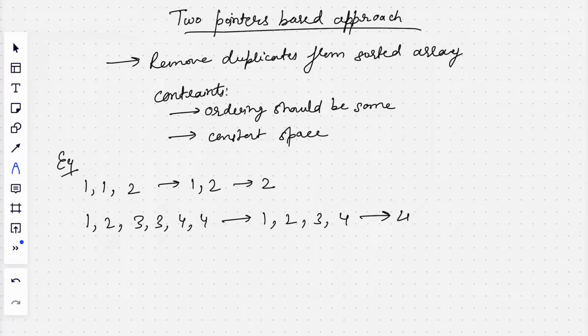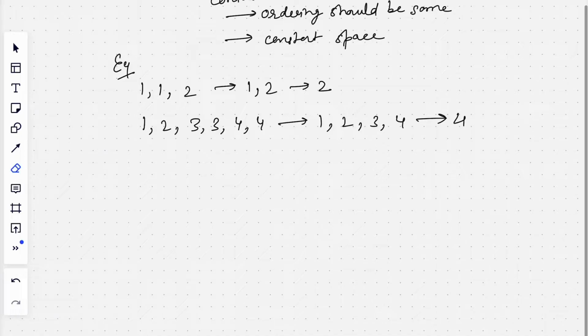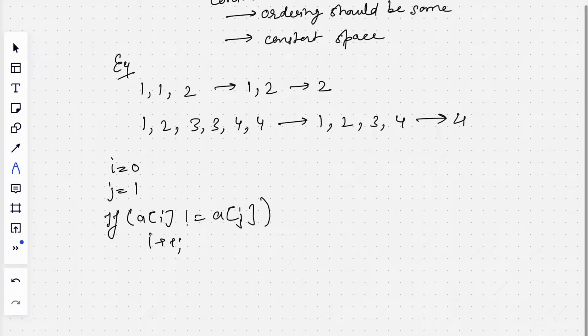The length is 4. So to solve this, we'll be using a two pointer based approach. One pointer to track the result, another to iterate over the array. Let's take i as one of my pointers, which is tracking the result, and j is iterating over the array. Whenever they have unequal values, if a of i is not equal to a of j, then I'll increment i and copy the value of j to i. Otherwise, I'll keep on incrementing j.